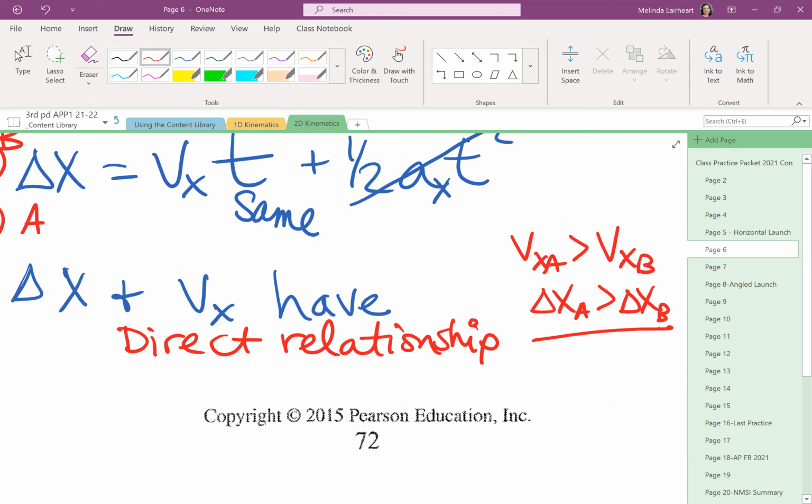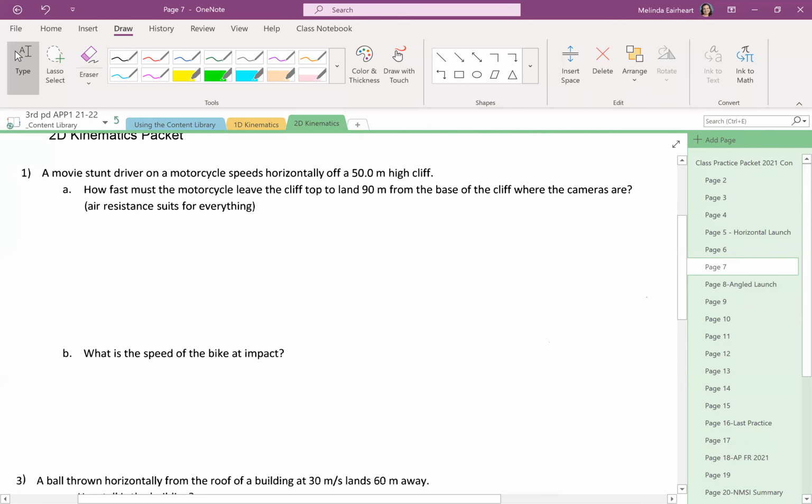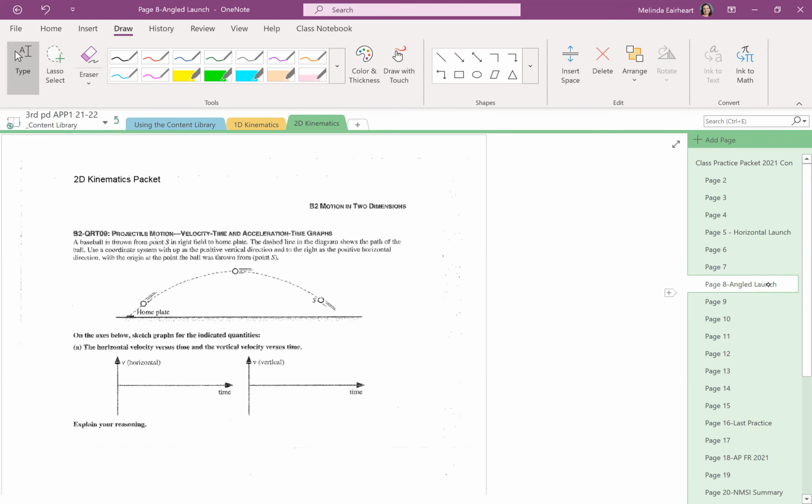All right, show me the numbers. Let's do some numbers. If you want to grab a calculator, you can. We're going to try number 1 together, and then I'm going to have y'all try number 2. Now, we're not going to have pages and pages of horizontal launch. In the big scheme of things, these are the boring, easier ones, okay? After we do this page, we'll start doing angled launches, which is actually more real life.